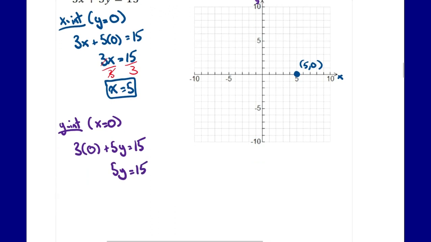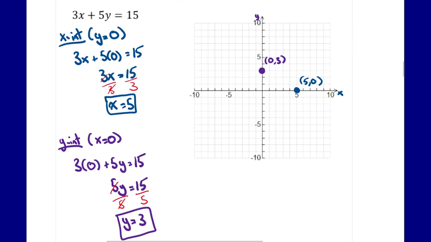One-step equation. You could do it in your head. If not, we're going to divide both sides by 5. One side cancels out, and we are left with y equals 3. So that means our y-intercept is 3. So I can put a point here. It would be the point 0, 3 for our y-intercept.